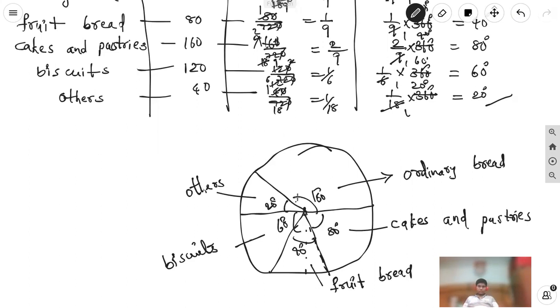This is the pie chart. It is 160 degrees plus 20, 180, for others and ordinary bread. The remaining 180 can be divided into cakes and pastries, fruit bread, and biscuits.